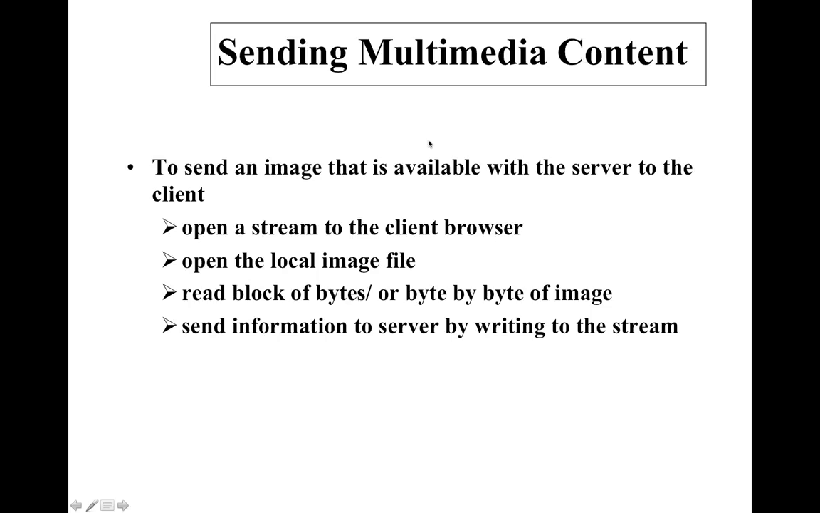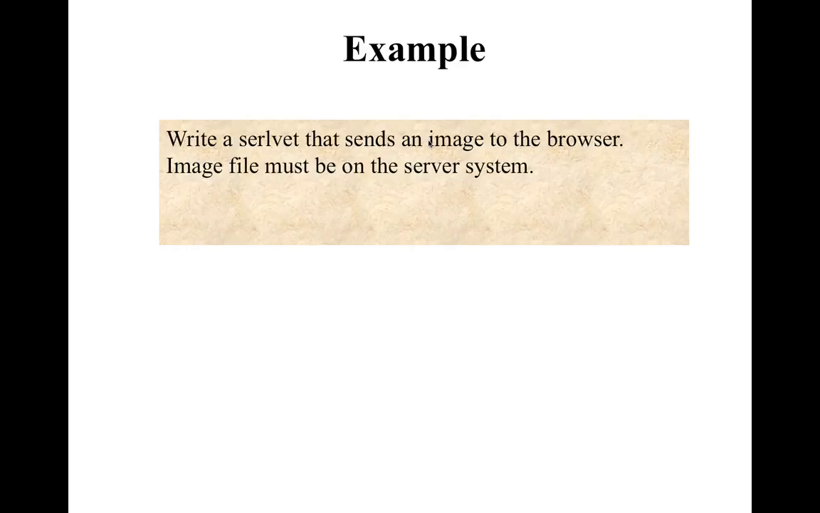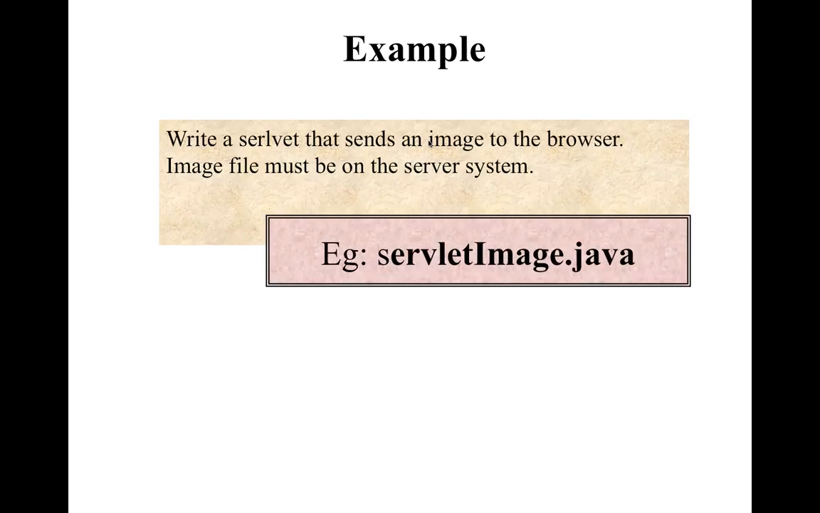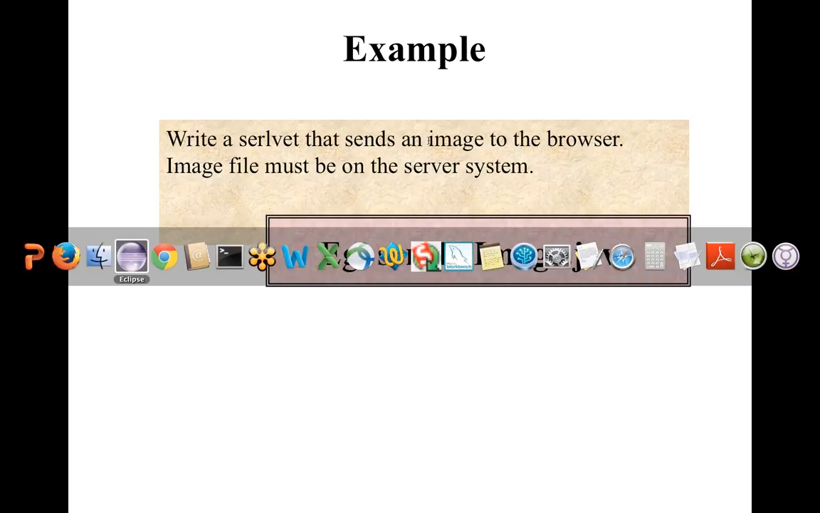Then sending multimedia content, like to send an image that is available with the server to the client: open a stream to the client browser, open the local image file, read the blocks byte by byte, and send the information from the server to the client. So write a servlet that sends an image to the browser. Image file must be on the server. So we have servlet image.java. Let's take a look at that.